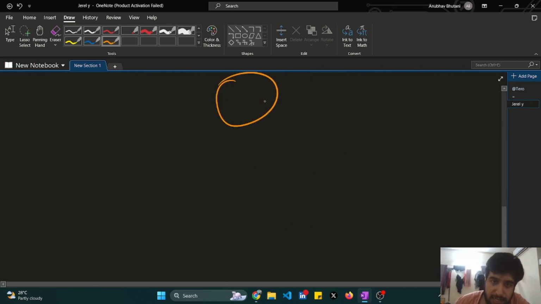If I consider it like this, this is my root node, and there are two of my subtrees.